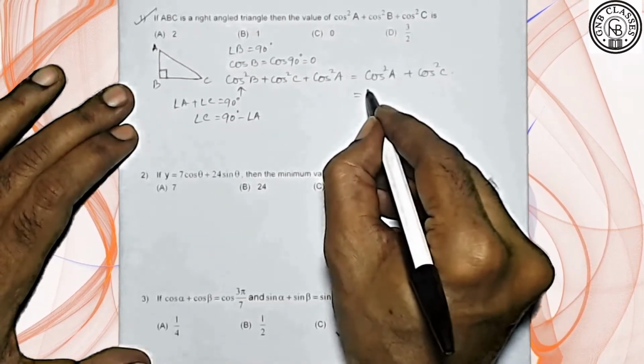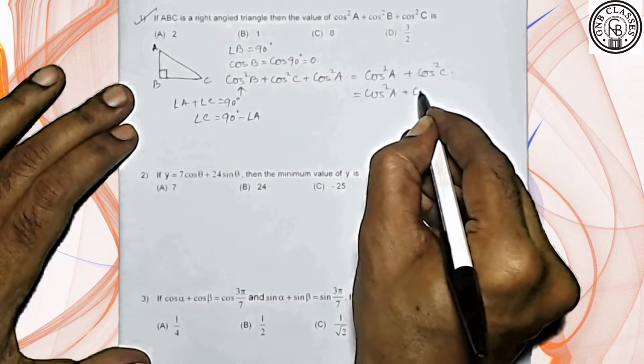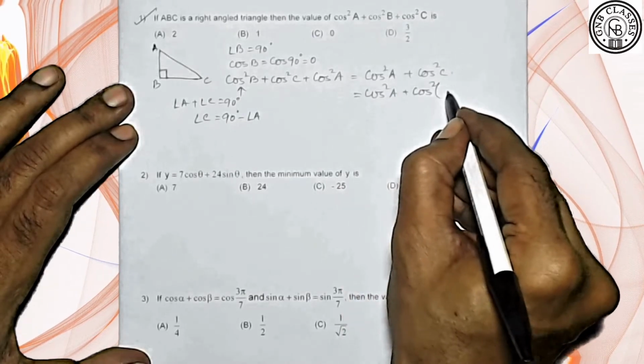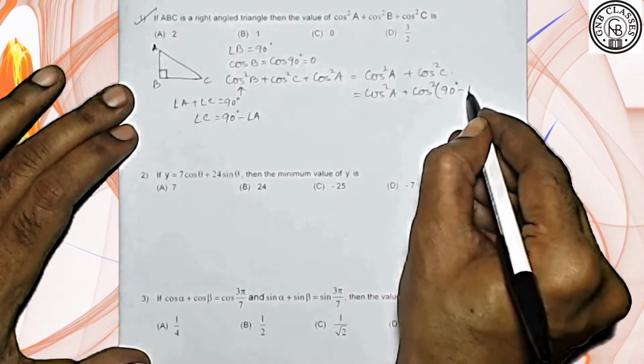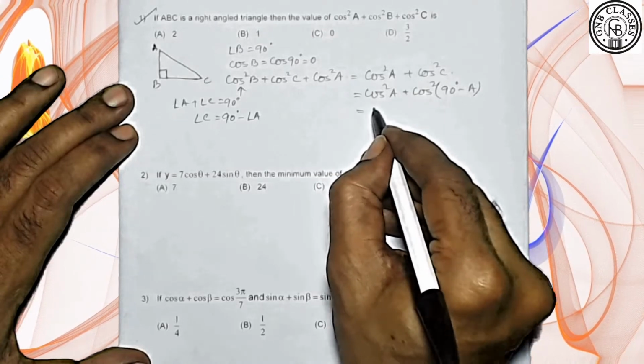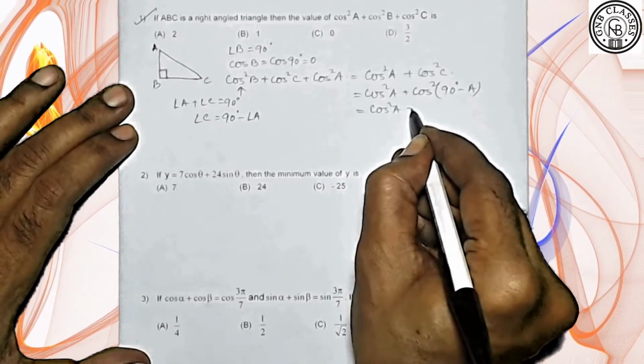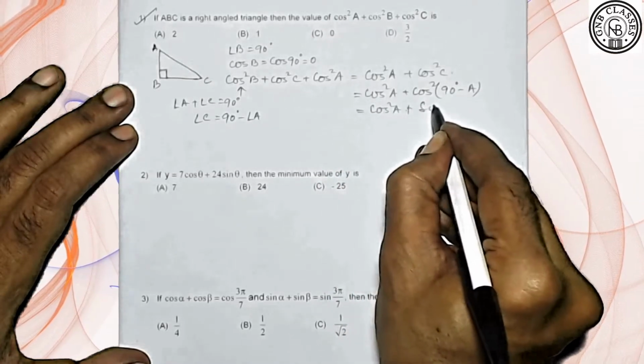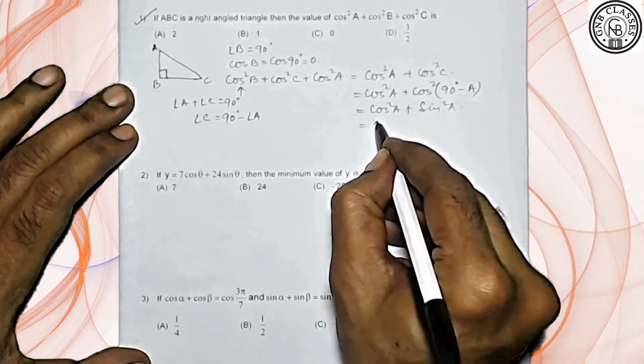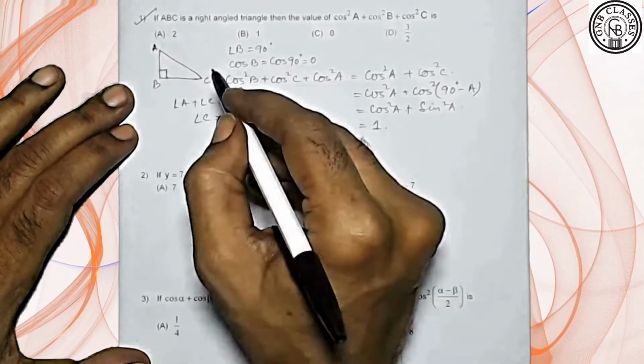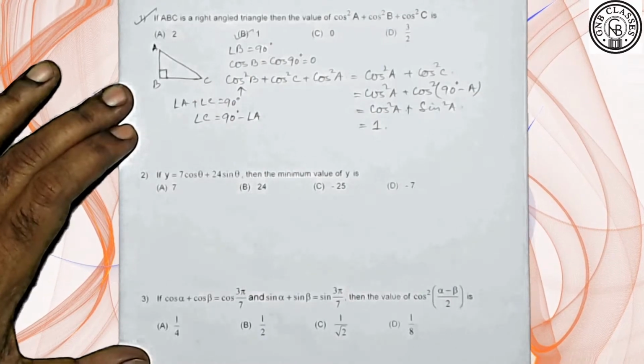So here, C can be written as 90 degree minus angle A. Cos 90 minus theta is sine theta. So it will be sine square A, which gives you 1. Therefore, option B is correct. Okay.